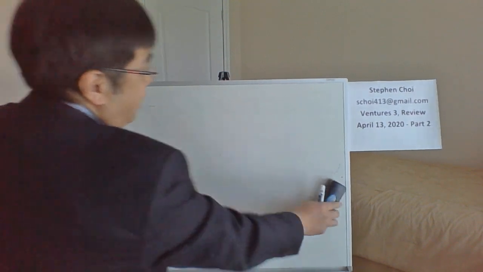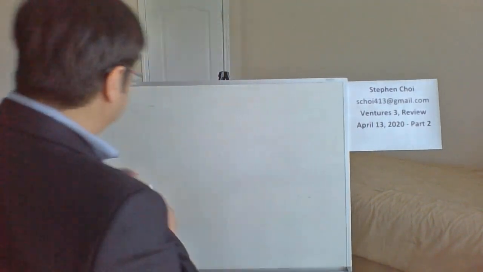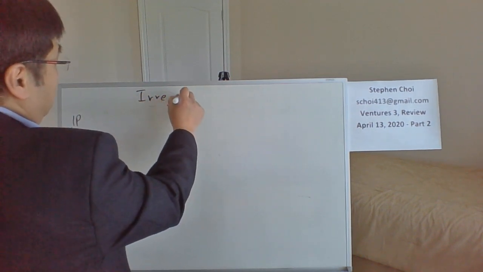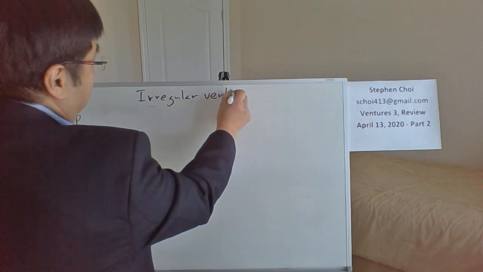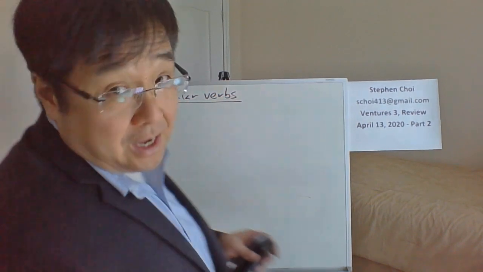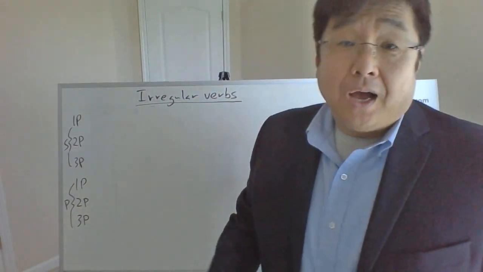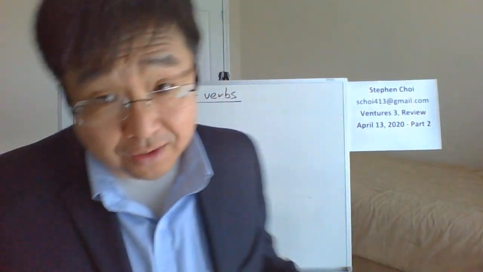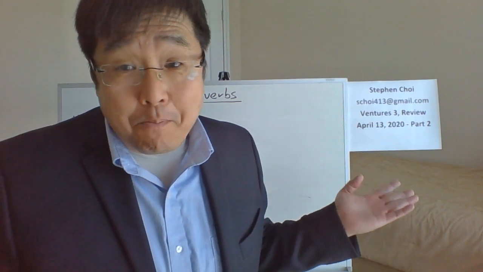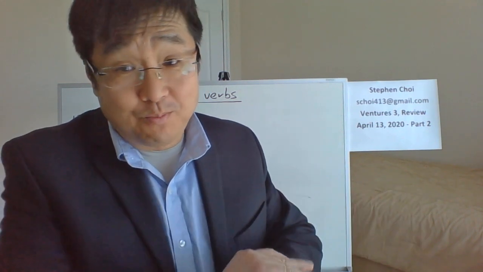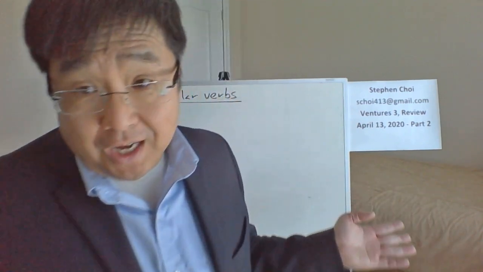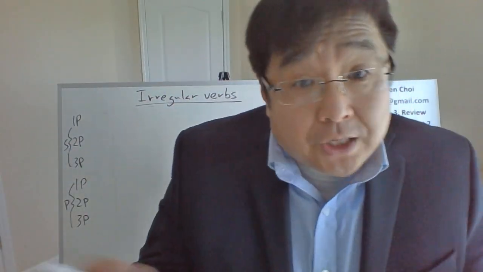All right. Let's talk about irregular verbs. Now, how do you learn irregular verbs? You learn them by memorizing. There's no reason, rhyme, or logic to irregular stuff, and that's why it's called irregular. You just have to memorize.